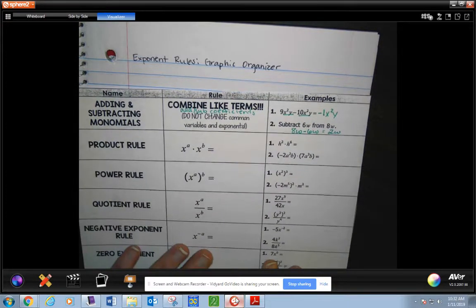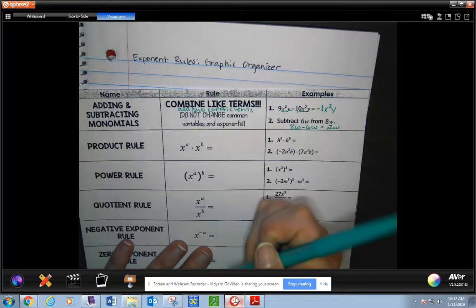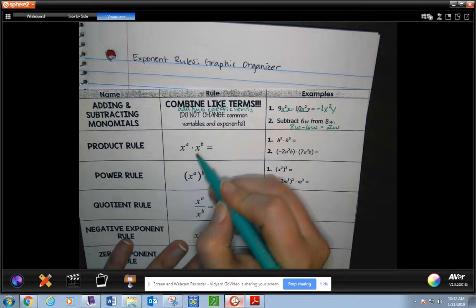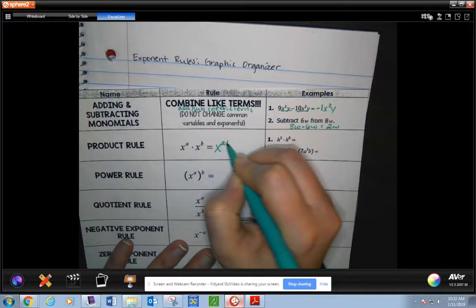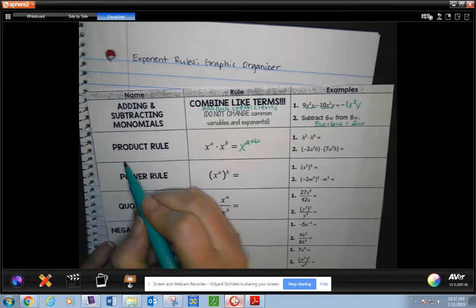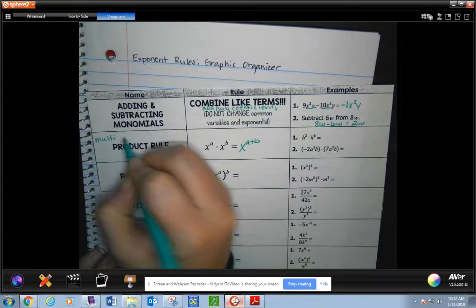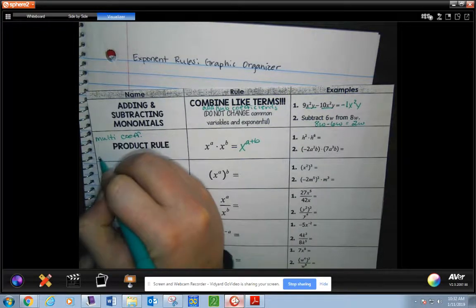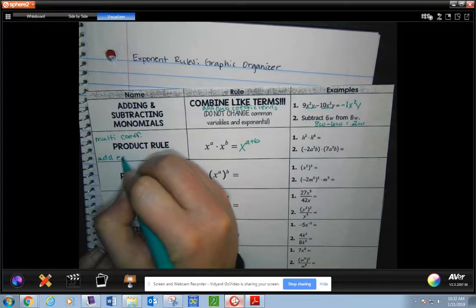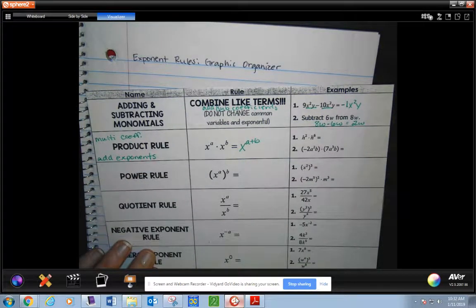Okay, when we're doing the product rule, this is the rule you'll see on the formula chart when you're taking the STAAR test. You have x to the a times x to the b, which means we're going to do x to the a plus b. So my cheat that I'm going to write for you right here is: multiply coefficients, add exponents. Okay, so here we go.